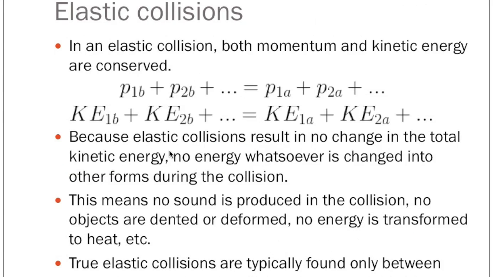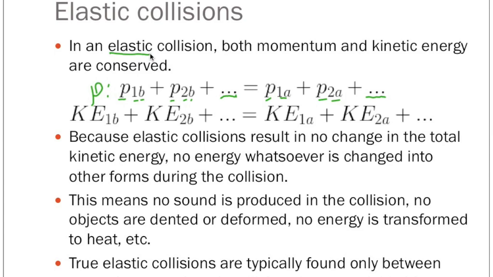All right, so in an elastic collision, both momentum and kinetic energy are conserved. If we were to write this in equation form, looking at momentum first, the momentum of the first object before plus the momentum of the second object before plus the momentum of the third, fourth, fifth, or however many objects we have equals the momentum of the first object after plus the momentum of the second object after plus the third, fourth, fifth, sixth, however many momentums after. That's what happens in a normal collision. Momentum is conserved.